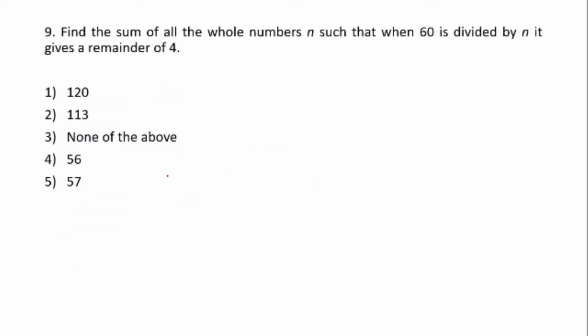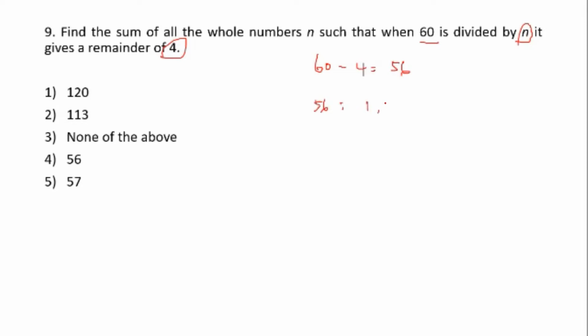Number 9. Find the sum of all the whole numbers n such that when 60 is divided by n, it gives a remainder of 4. Okay, so in here you have to understand that when it says 60 is divided by n, a number, it gives a remainder of 4, which means we are actually looking for the factors of 56. Why? Because 60 minus 56, that's 4. That's the remainder. So we have to look for the factors of 56.